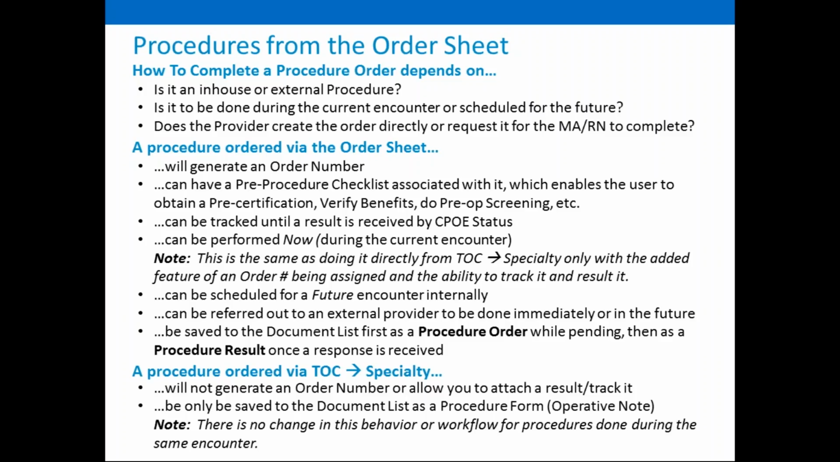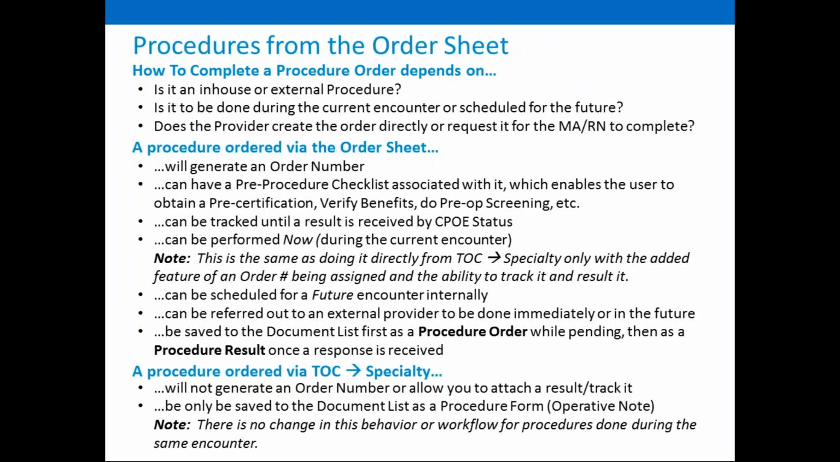Also, you can schedule it for future, and then again, know if the future date comes and goes and that wasn't resulted. It can be saved to the document list as a procedure order, and then it'll turn into a procedure result once the result has come in. So just as with lab and radiology again, even on the document list, you'll be able to go look and see the status because it will have an order number.